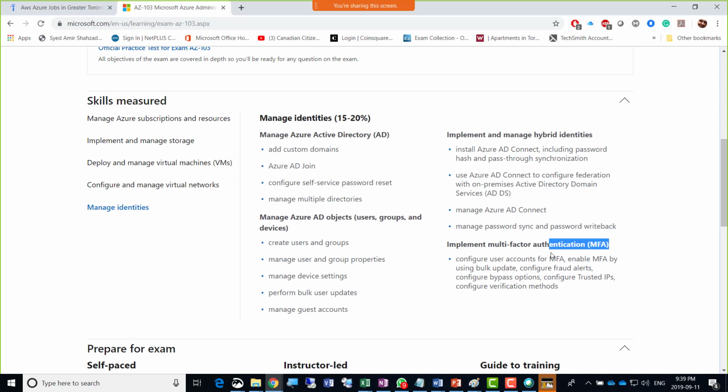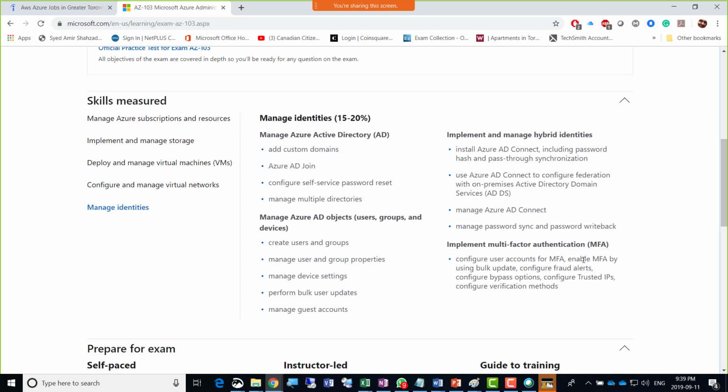Okay. So what I was saying is that MFA is multi-factor authentication. When you log in from your company website, you put your username and password. If you want to log into Azure or AWS, you connect and put your username and password. But that is very insecure, and any hacker can grab your password from that website.